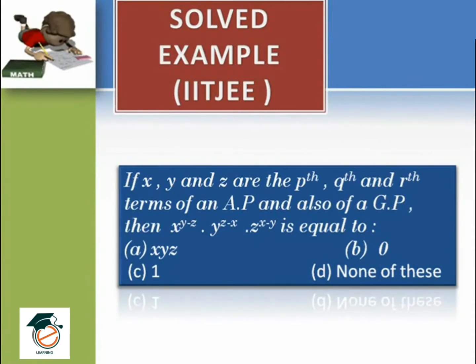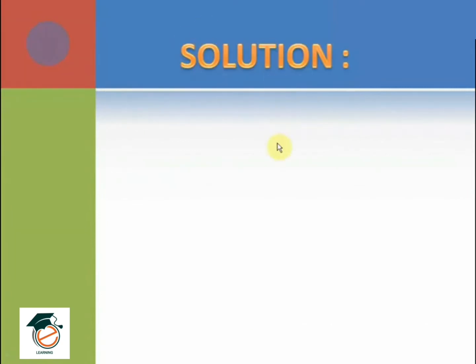So in this IIT problem we have been given that x, y, z are the pth, qth and rth terms of an AP and also x, y, z are the pth, qth and rth terms of a GP as well, and based on this we have to find out the value of x to the power of y minus z into y to the power of z minus x into z to the power of x minus y, and we have been given four options. So let's try to see the solution of this problem.